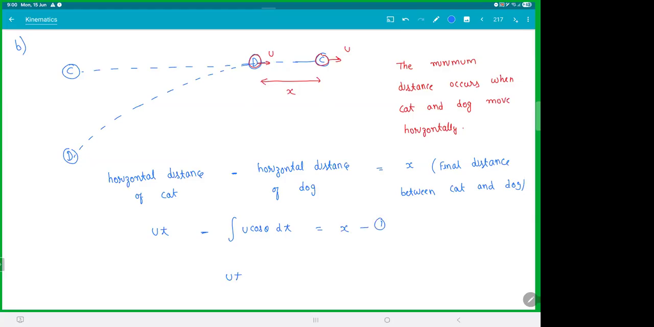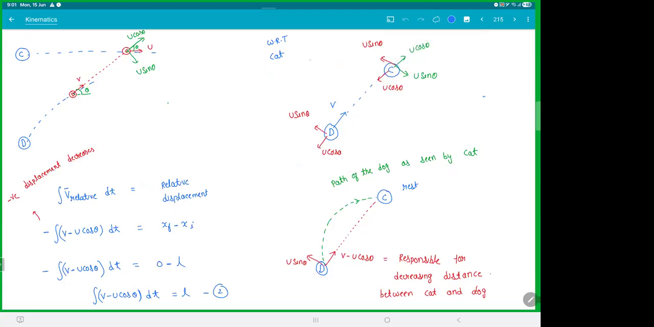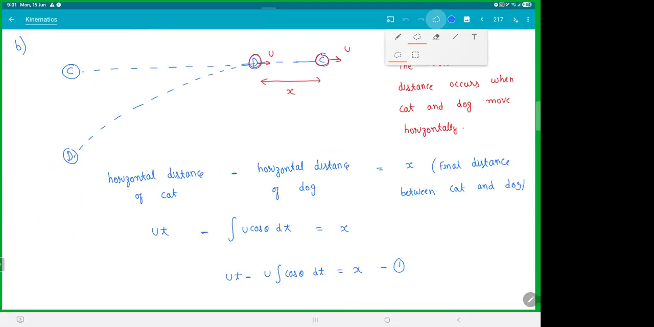Yeah, you can simplify this. ut minus u integral cos theta dt is equal to x. So this is your equation one. That same thing, ground frame, horizontal velocity, so you'll get one equation. Second thing, we will take that relative velocity stuff. I'll just copy the picture from here. Have a look at this page once. We did the same thing. In the first part, what did we say? The distances are equal, isn't it? Horizontal distance by cat minus horizontal distance by dog is equal to 0. The difference is 0. Now it is not 0, it is x.